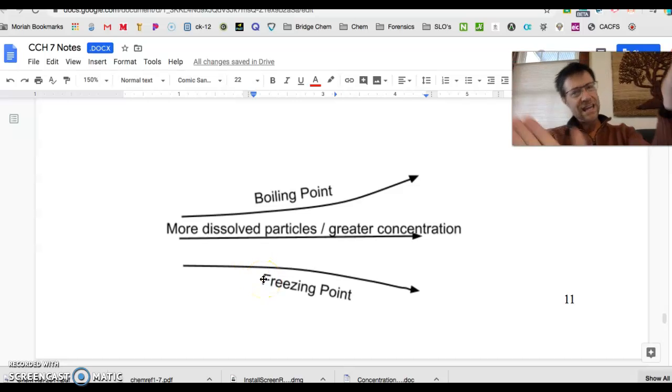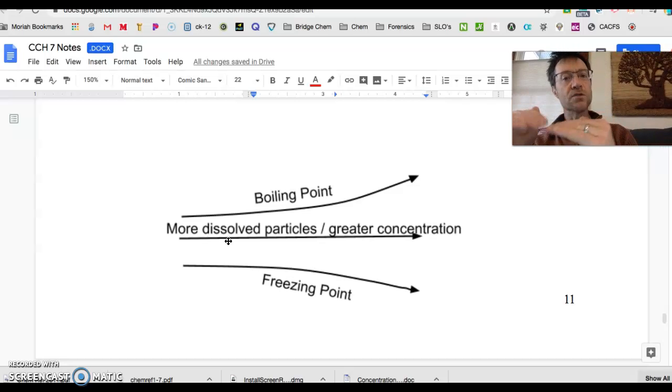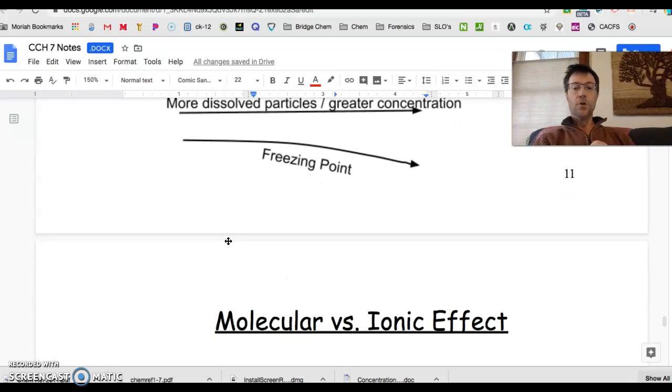Same thing for freezing point, except completely opposite. The greater the concentration, the more dissolved particles, the colder it gets, the lower the freezing point. In other words, the colder it has to be in order to freeze. And vice versa, the lower the concentration, the fewer the dissolved particles, the higher the freezing point will be. So if you have pure clean water, it will freeze right at zero. The instant you dissolve anything into that water, it has to actually get below zero in order to freeze. Dig? All right, so moving on.